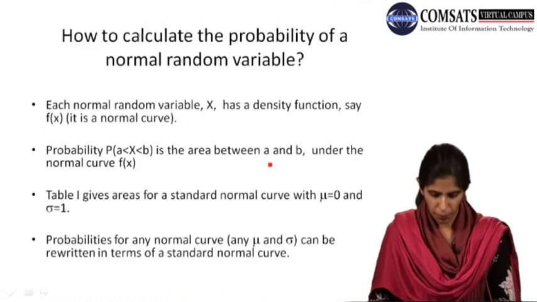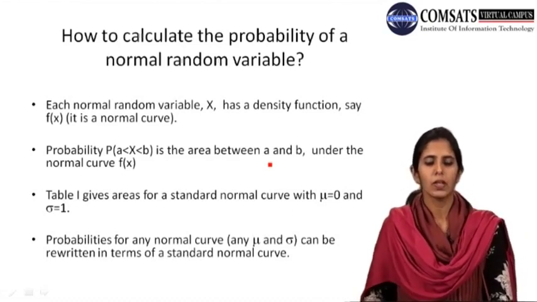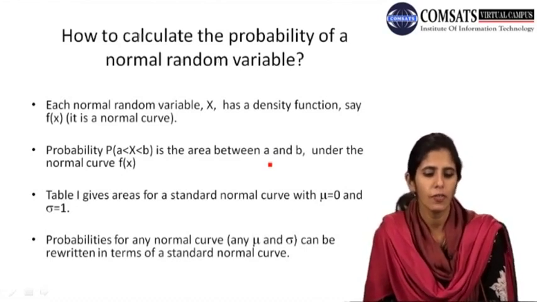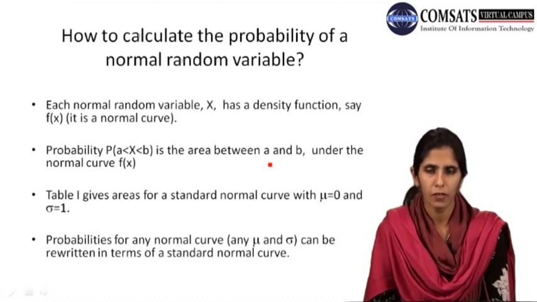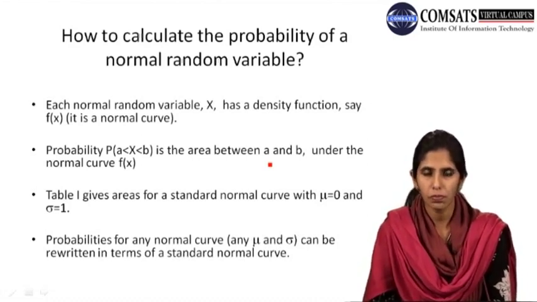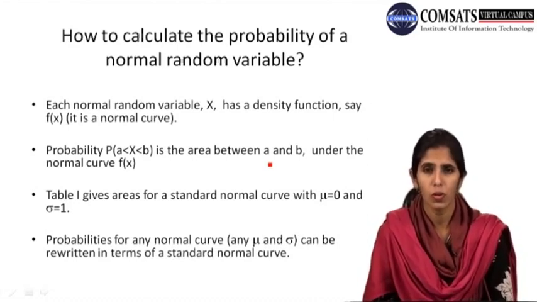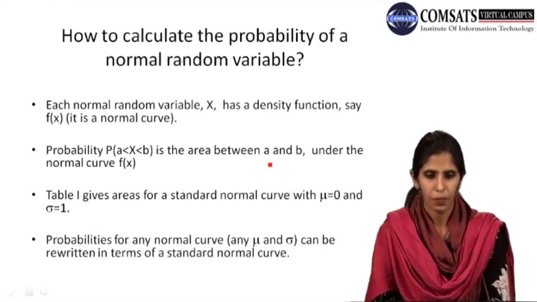Now how to calculate the probability of a normal random variable? Each normal random variable x has a density function, say f of x, which is a normal curve. So far we have identified how we calculate the mean and how we analyze the normal distribution with respect to change in mean and variance. Now we will identify how to calculate the probability of a normal random variable.